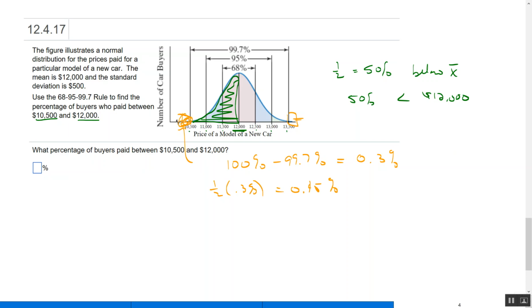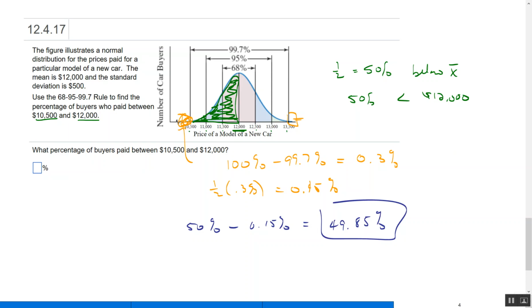And like I said, we have half is going to be below 12,000, so I take my 50% minus this little piece here, so minus the 0.15%, and that gives me 49.85%. And so that's the part that will make up this little piece, and this one right here.